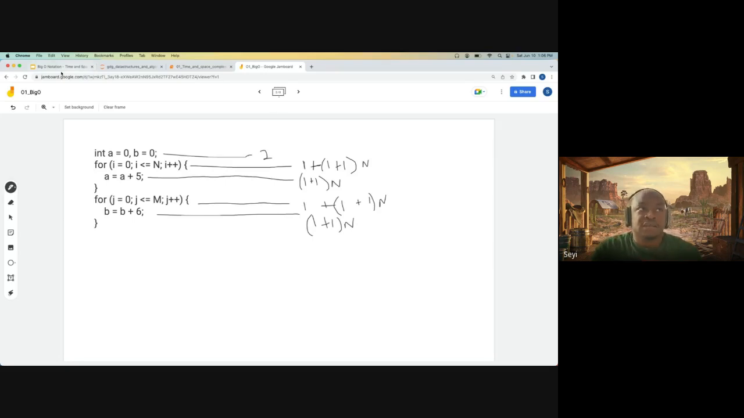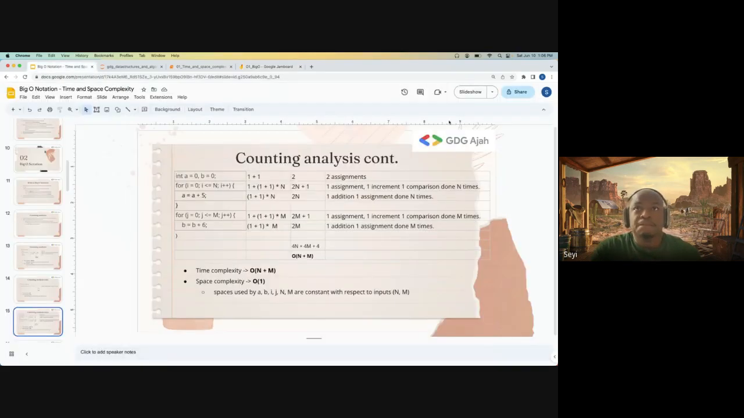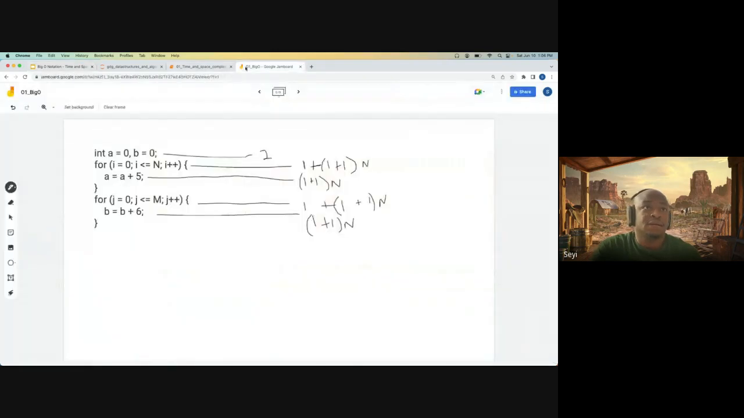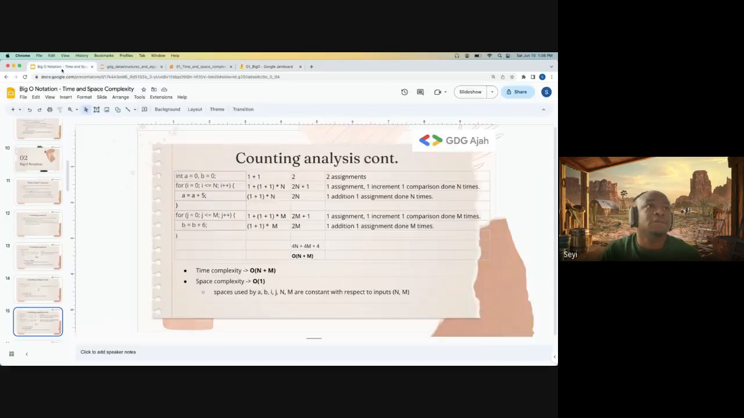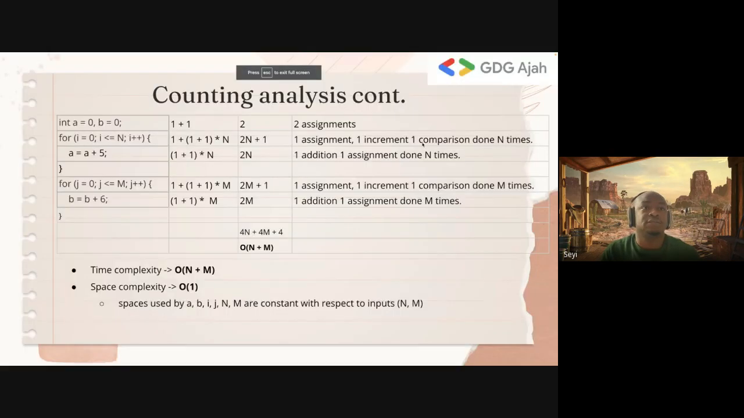So I'll go back to the slide now. I said n. Actually, this is m. My bad. This is m. So if I go back to the slide now, we see exactly what I was saying.